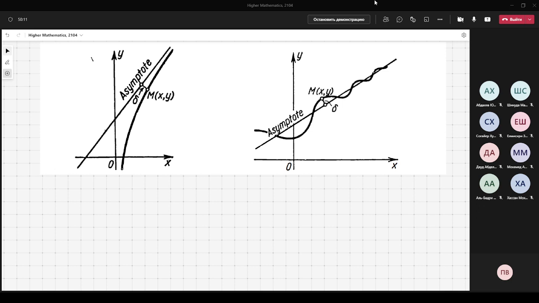In future, we shall differentiate between vertical asymptotes, parallel to the axis of ordinates, and inclined asymptotes, not parallel to the axis of ordinates. The first, vertical asymptotes.